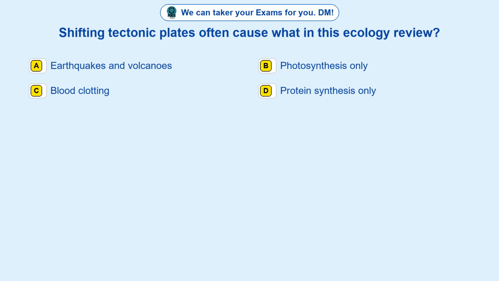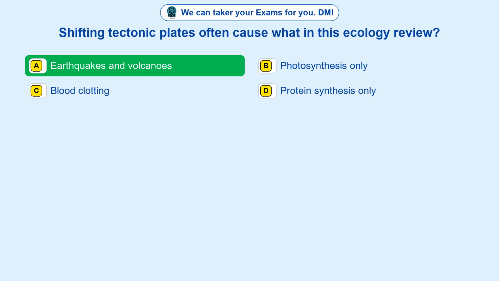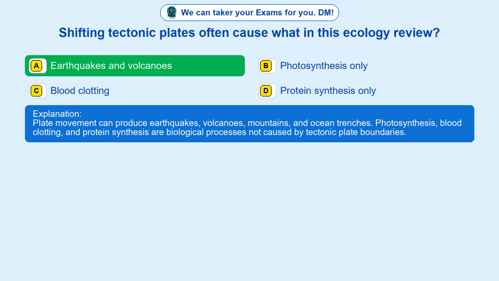Question 83. Shifting tectonic plates often cause what in this ecology review? Option A, earthquakes and volcanoes. Option B, photosynthesis only. Option C, blood clotting. Option D, protein synthesis only. The correct answer is option A. Earthquakes and volcanoes. Plate movement can produce earthquakes, volcanoes, mountains, and ocean trenches. Photosynthesis, blood clotting, and protein synthesis are biological processes not caused by tectonic plate boundaries.